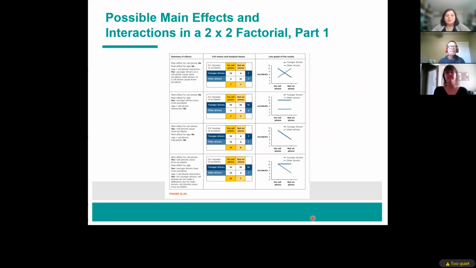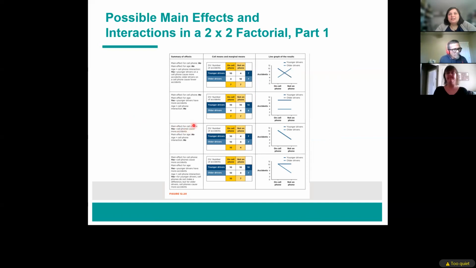All right, so now let's go over all of the different main effects and interactions that you can have in a two-way or a 2x2 factorial design. So this is something that, Haley, you might want to think about, because these are all the main effects and interactions that you can have. There are many. Okay, here it's telling you that there's no main effect for cell phone, there's no main effect for age, but there is an interaction between age and cell phone use. And you can tell the main effects because of the averages that we took, like we talked about earlier. You can tell there's an interaction based on the graph.